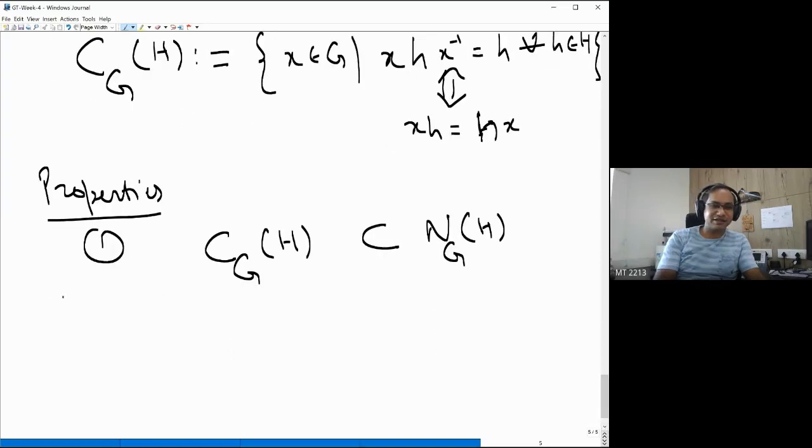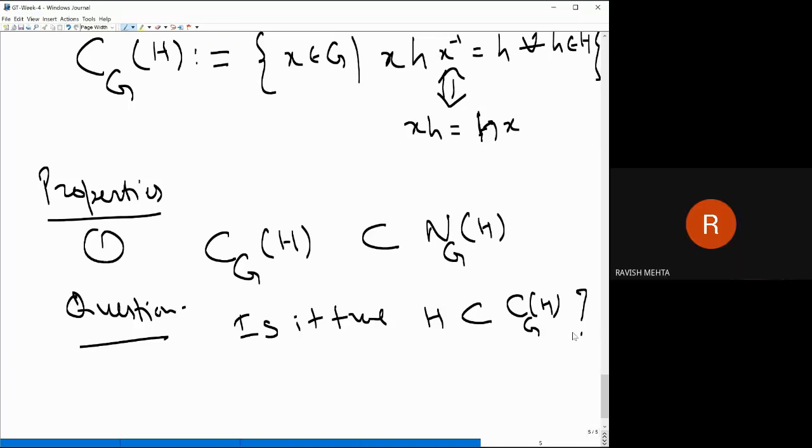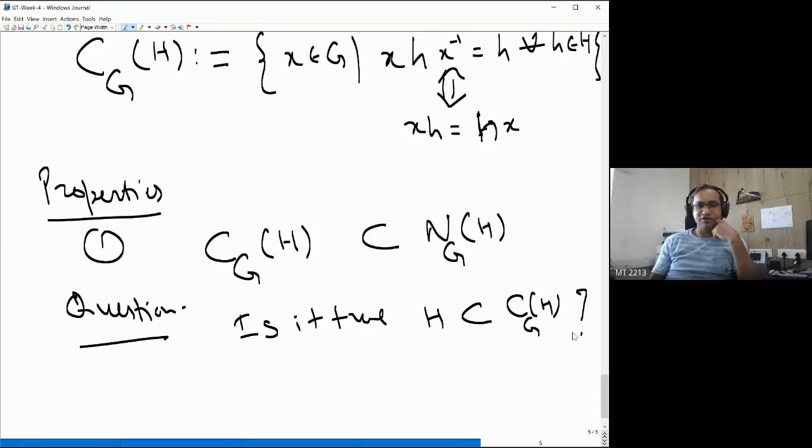But the question I asked, is it true? H is contained in the centralizer of H in G. Not necessarily, because if H is not abelian, then it won't be. It may not happen, yes, true. But we have to give some example.